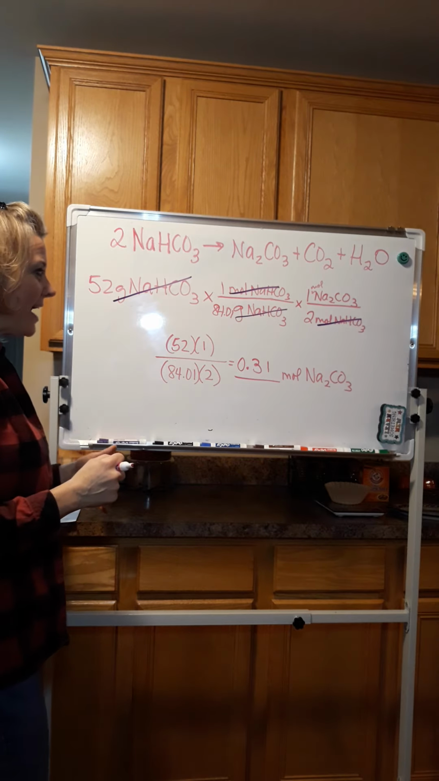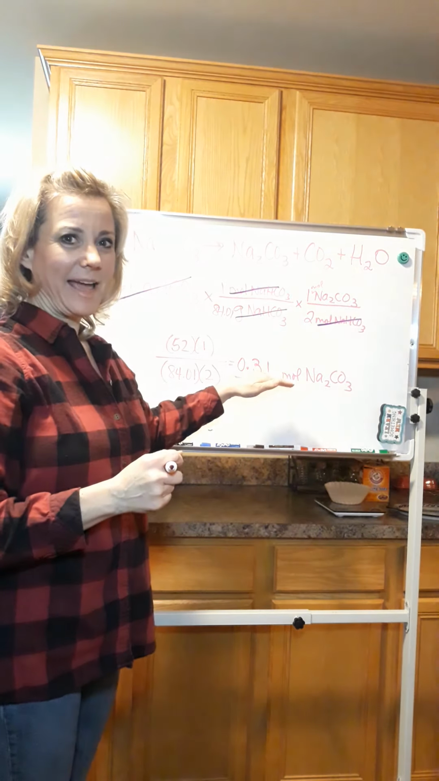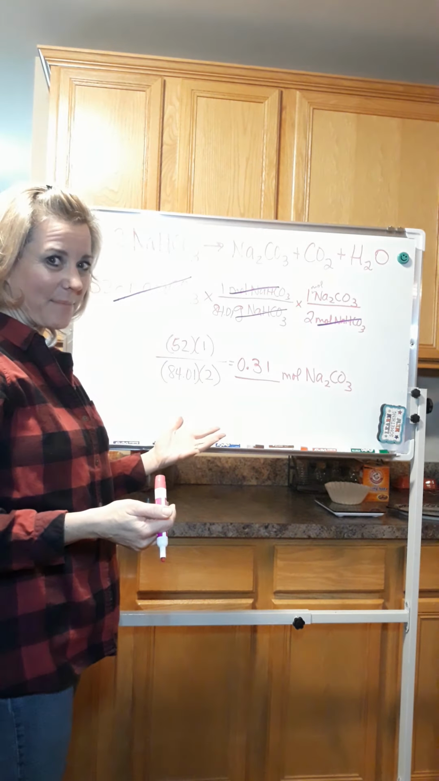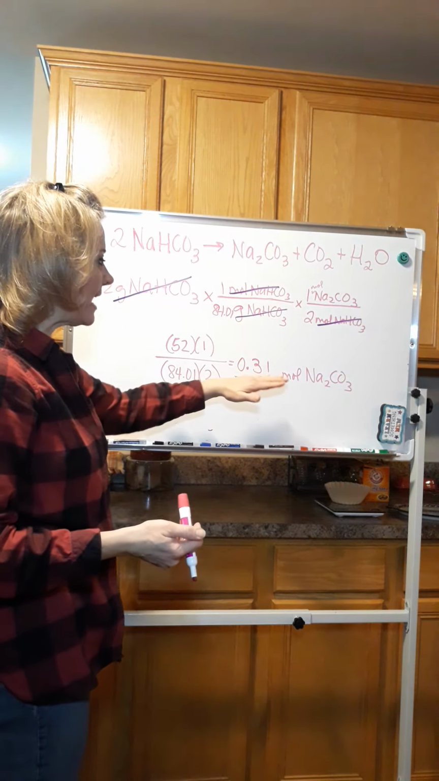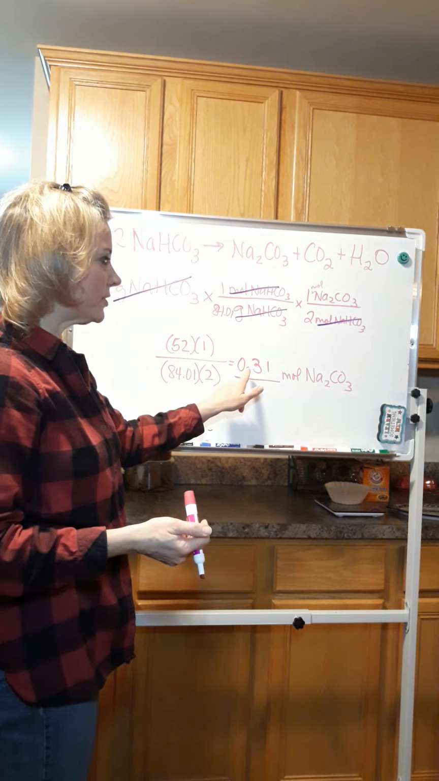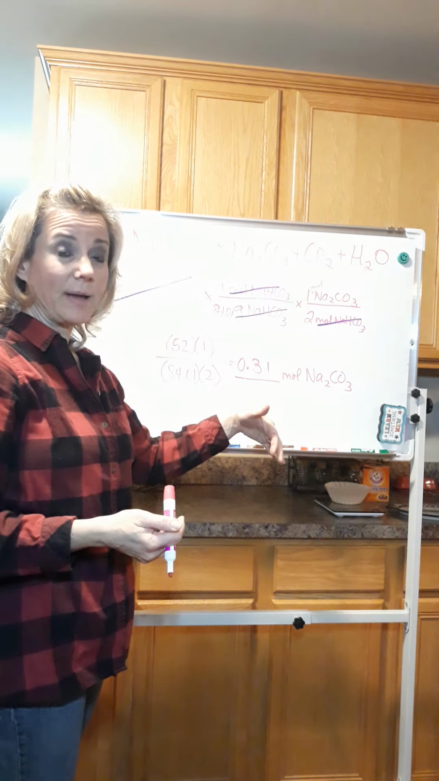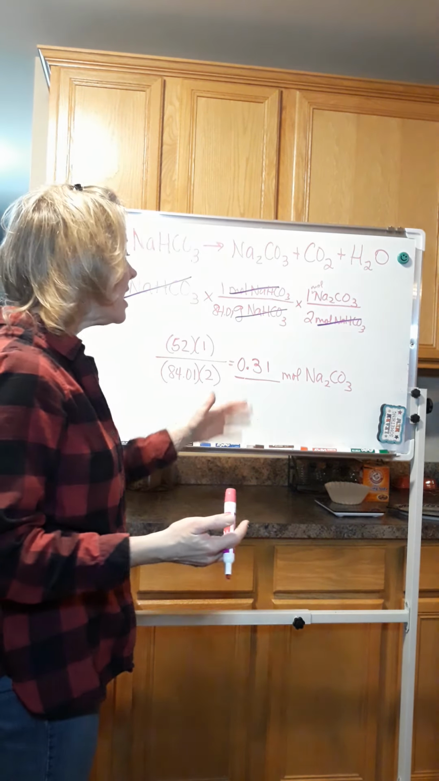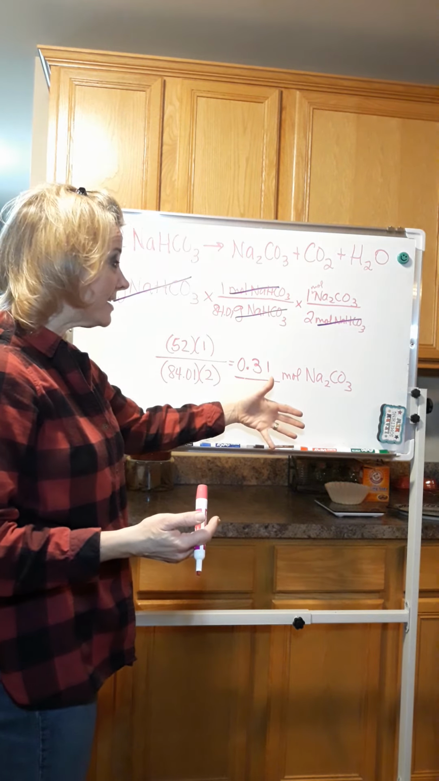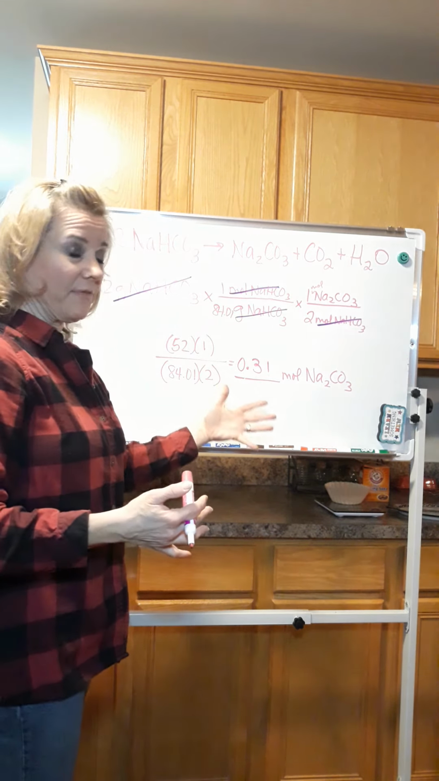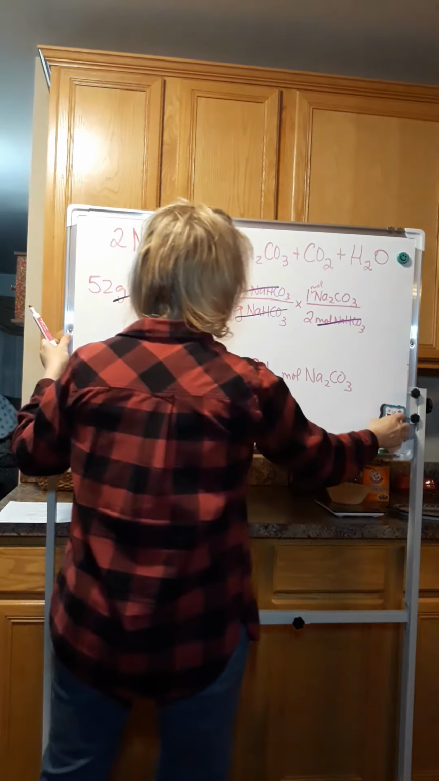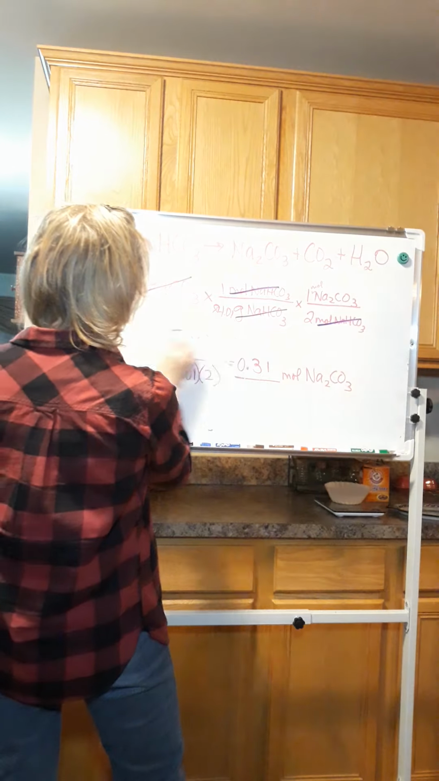The problem is that I don't have a scale that measures moles. I only have a scale that measures in grams. So I would have to take this number, 0.31 moles of sodium carbonate, and change it to grams so that after I run my reaction, I can weigh it again and see if my prediction was correct. So I'm going to take 0.31 moles. Let me just erase this.